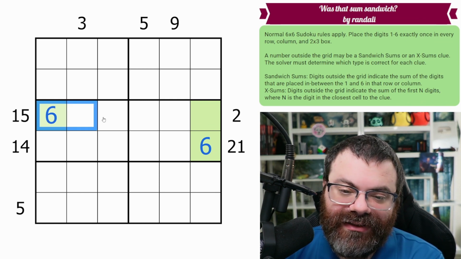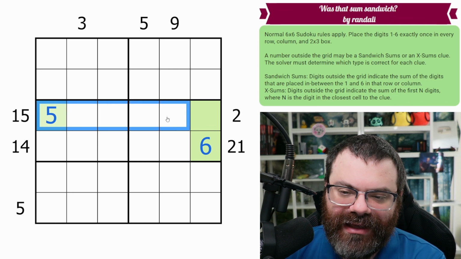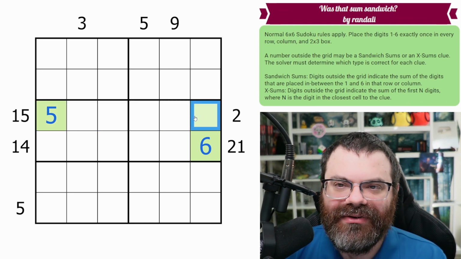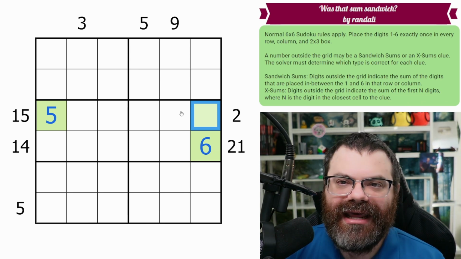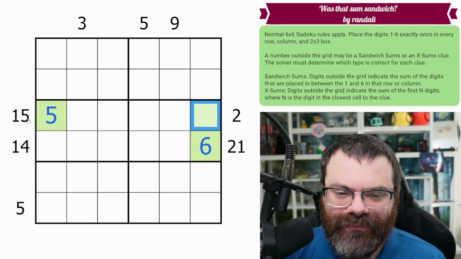If this was a 6, then this would add to 21 automatically. So if this was a 5, that means all of these are used in the sum. So the outie is just this single digit. And the outie plus the clue is going to add to 21. So the outie is always going to be 6 for this 15 clue.